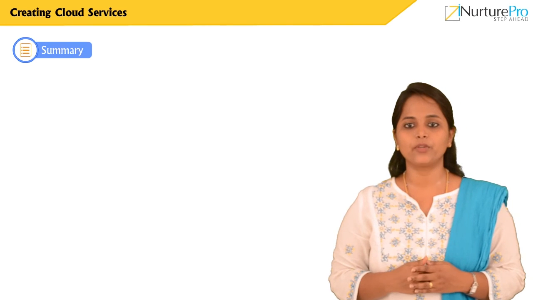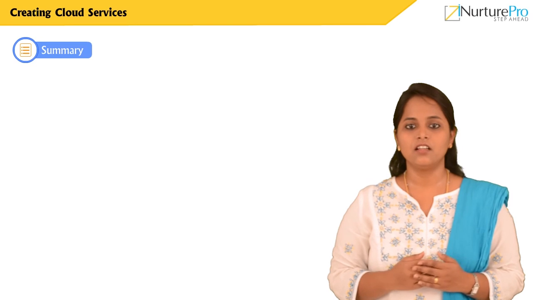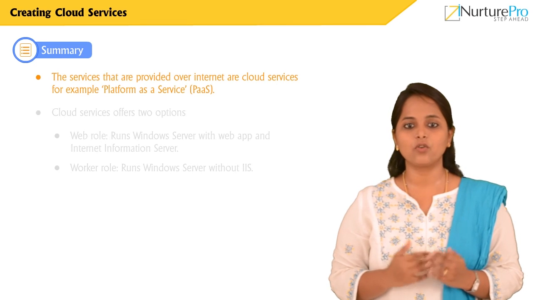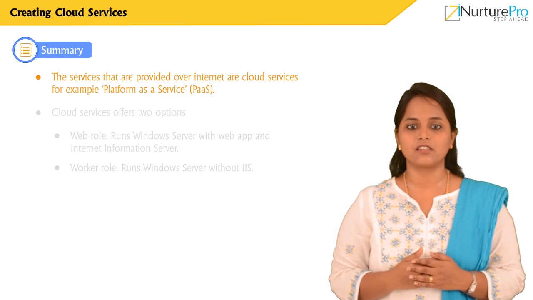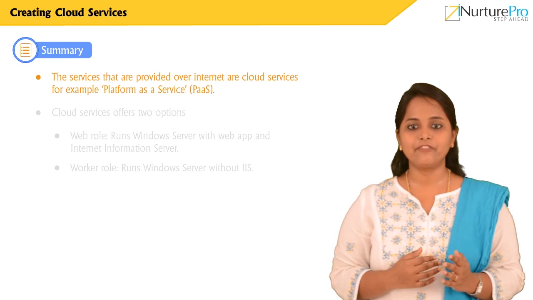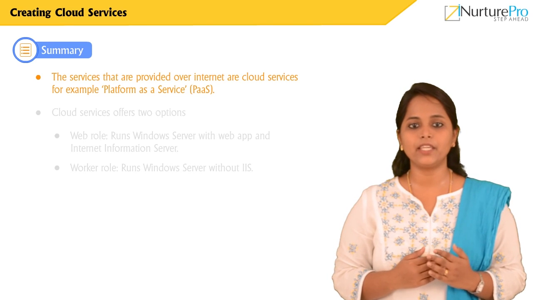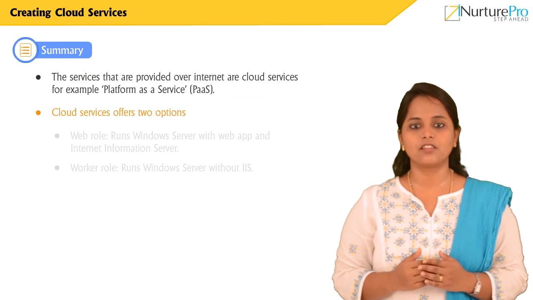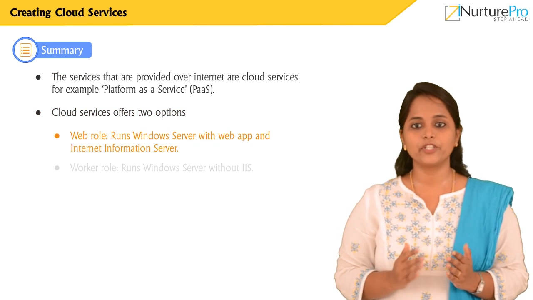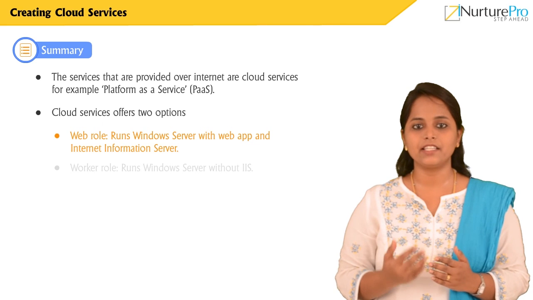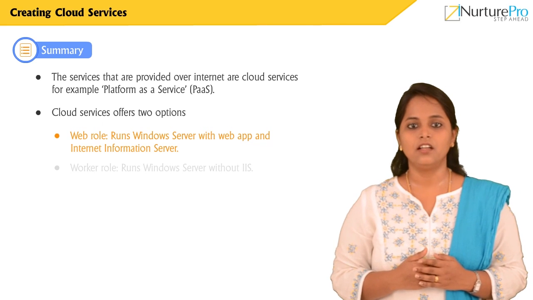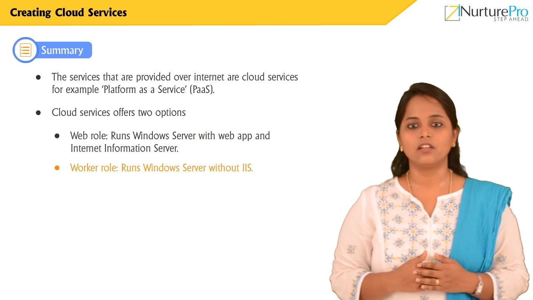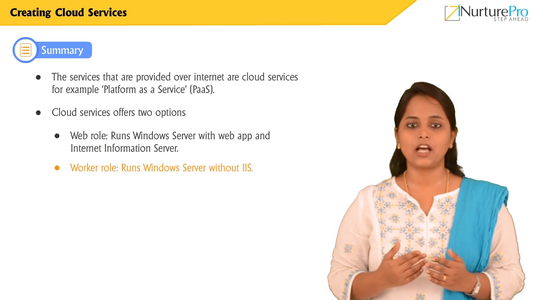Let's have a quick recap on what we discussed. The services that are provided over the internet are cloud services. For example, Platform as a Service, that is PaaS. Cloud services offer two options. Web role runs Windows Server with web app and Internet Information Server, and worker role runs Windows Server without IIS.